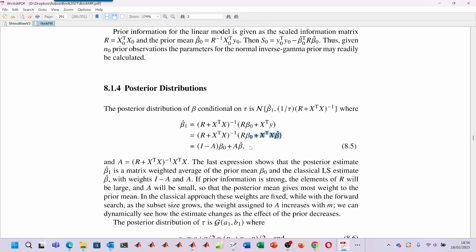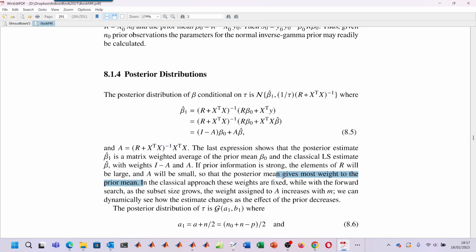We get a weighted expression which contains the matrix A, which is R plus X transpose X to the minus 1, times X transpose X. It shows that the posterior estimate, beta 1 hat, is a matrix weighted average of the prior mean beta 0 and the classical least squares estimate beta hat, with weights 1 minus A and A. If prior information is strong, the elements of R will be large and A will be small, so that the posterior mean gives most of the weight to the prior mean.